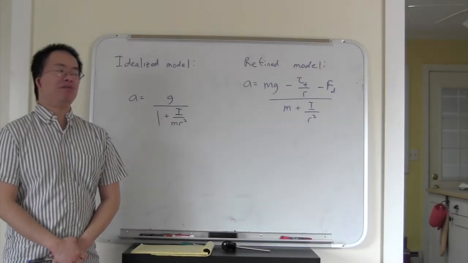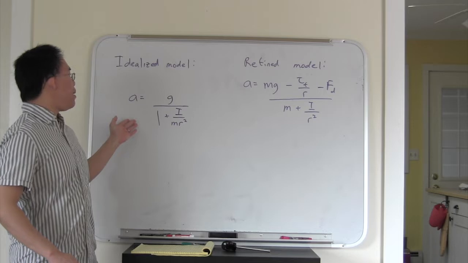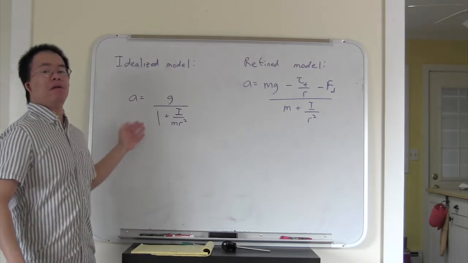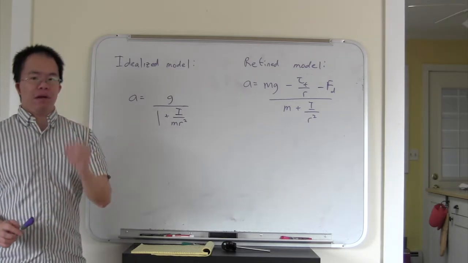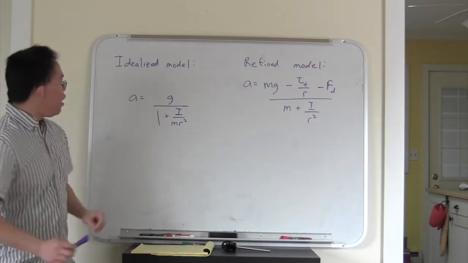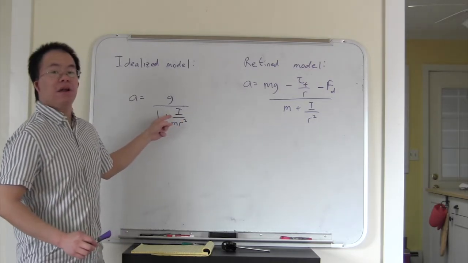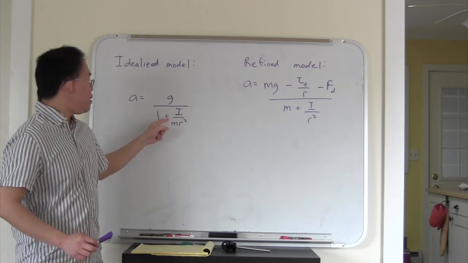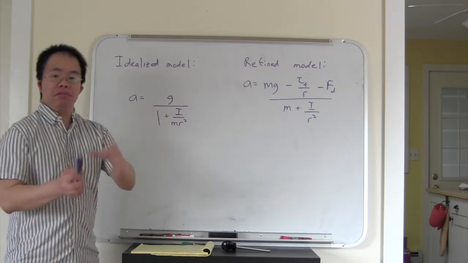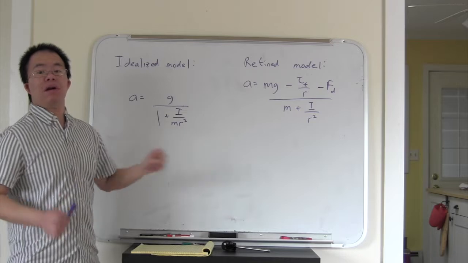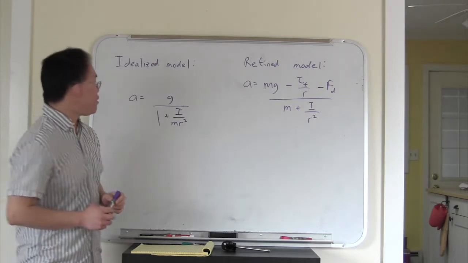So in class on Tuesday, we talked about this idealized model for the acceleration of our falling mass. Just to remind you, here I is the moment of inertia of our pulley. Little m is the hanging mass, and little r is the radius of our pulley.